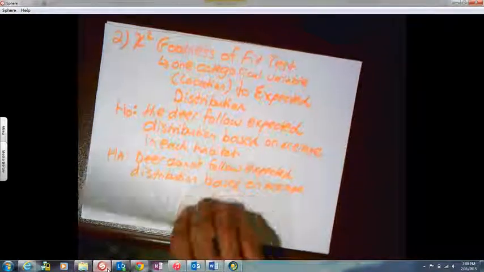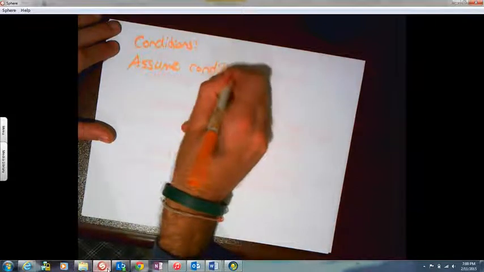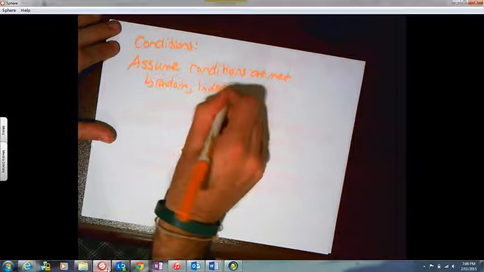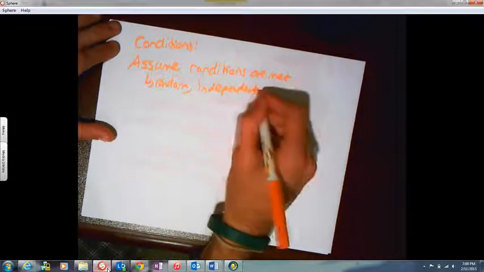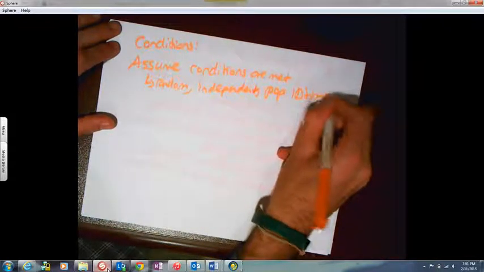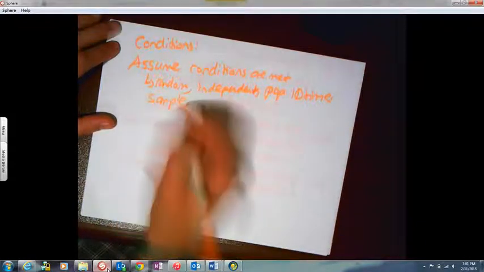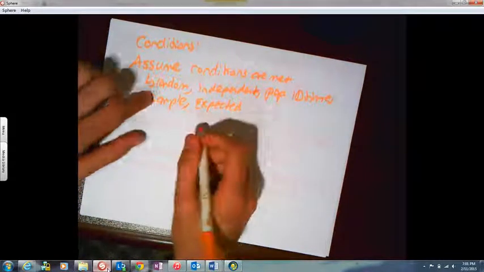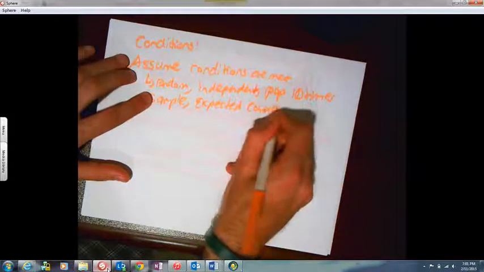The next piece is the conditions. It says assume conditions are met. Remember, the conditions are random, independent, population 10 times the sample. And you don't have to write this, I'm just writing it so you all know. And expected counts are greater than or equal to 5.